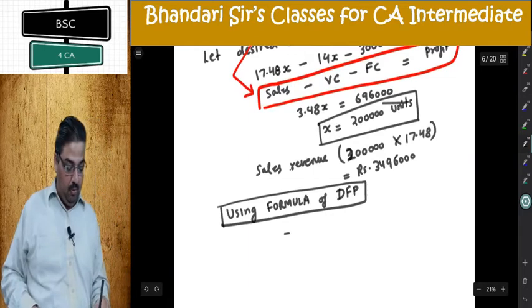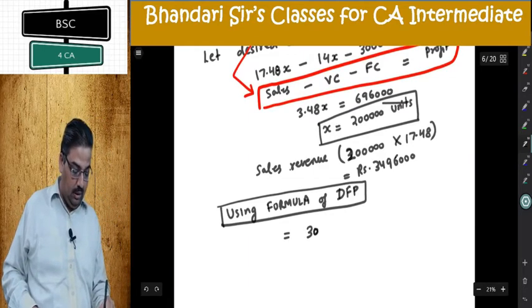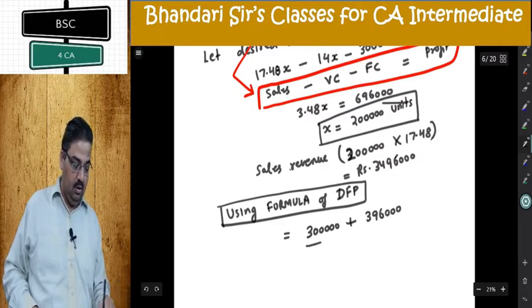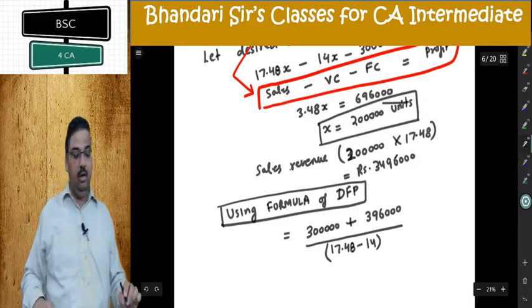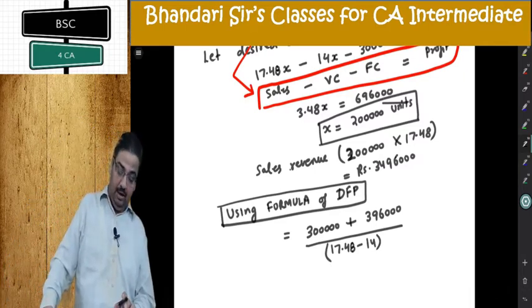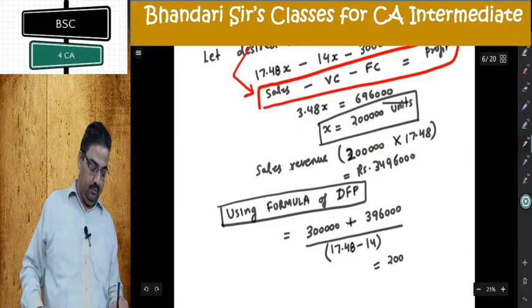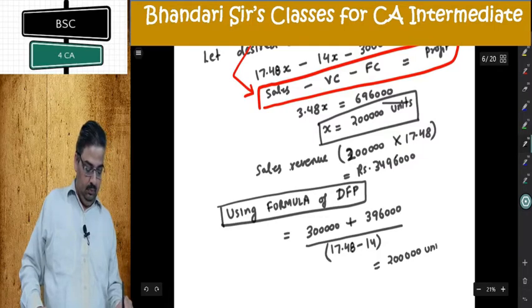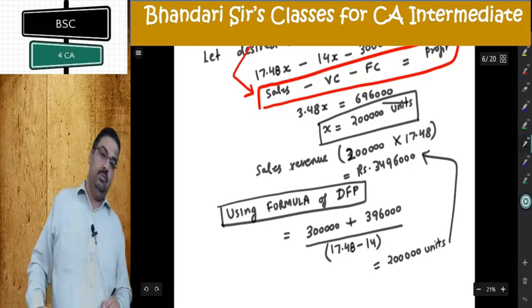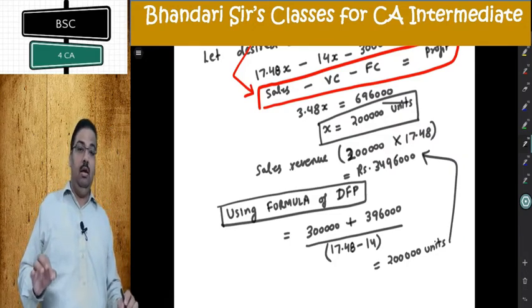So, what was the formula? Fixed cost 3 lakh plus desired fixed profit 3,96,000, divided by contribution per unit, 17.48 minus 14, that is 3.48 per unit. From there, if I calculate, I'll get the exact 2 lakh units again, which will result in this amount. This is the complete question number A4.